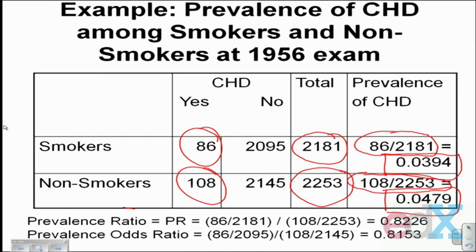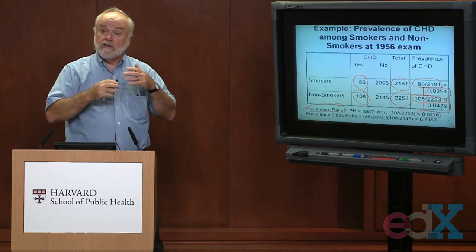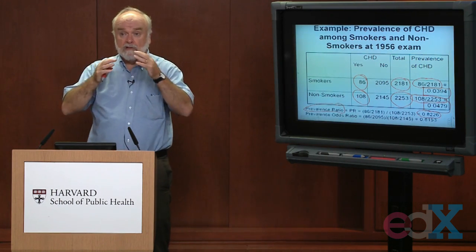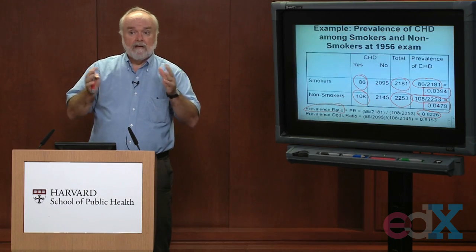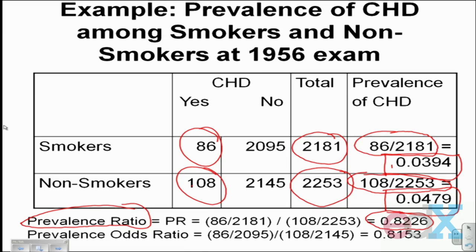We can calculate a prevalence ratio by dividing the prevalence of coronary heart disease among smokers by the prevalence of coronary heart disease among non-smokers. Divide the 4% by the 5%, and we come up with a prevalence ratio of 0.8226, meaning the prevalence of existing coronary heart disease among smokers is about 80% of that of the non-smokers. Now, just as an exercise, you can also calculate an odds of coronary heart disease among smokers and non-smokers and calculate an odds ratio. If you do that, you get a prevalence odds ratio, which is also 82%.